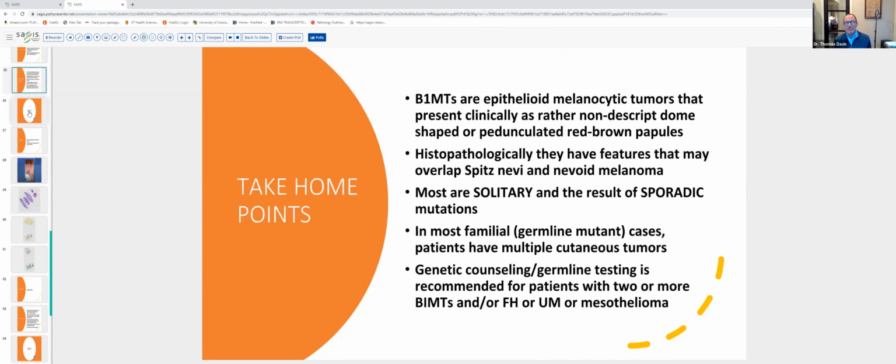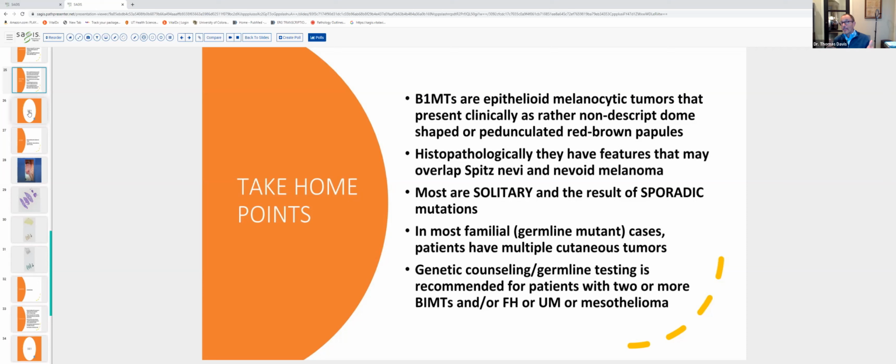So, take-home points. Now, most BAP1 inactivated melanocytic tumors are solitary, and they're the result of sporadic mutations. If, however, one has a patient who's got two or more BAP1 inactivated melanocytic tumors, biopsy proven, or if they have a single tumor and a family history of uveal melanoma or mesothelioma, those patients should be referred for genetic counseling and germline testing because they may have the BAP1 tumor predisposition syndrome.